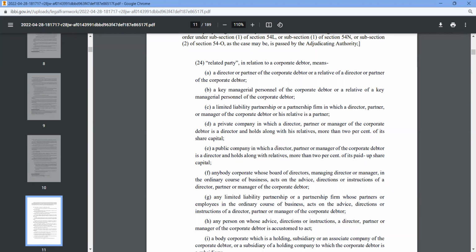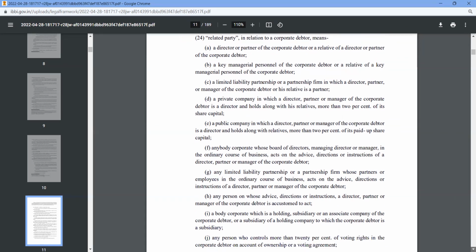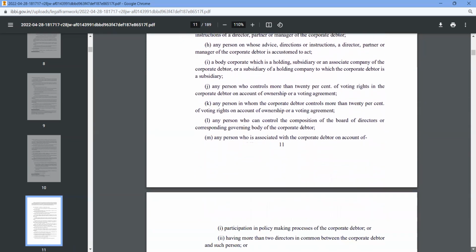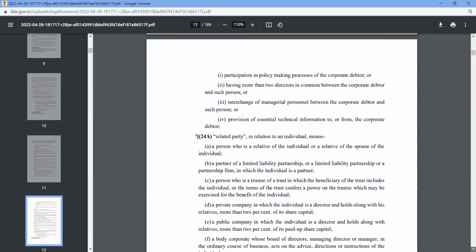In a public company in which a director, partner or manager holds more than 2%. If it is exactly 2%, then it is not covered under related party. So we have to watch each and every word very carefully. The holding normally is more than 2%, and more than 2% does not include 2%, so it will be 2.1 or more. Any body corporate whose board of directors are accustomed to act, any LLP. So these are the persons basically who can influence decision making. So this is the long list of related parties.